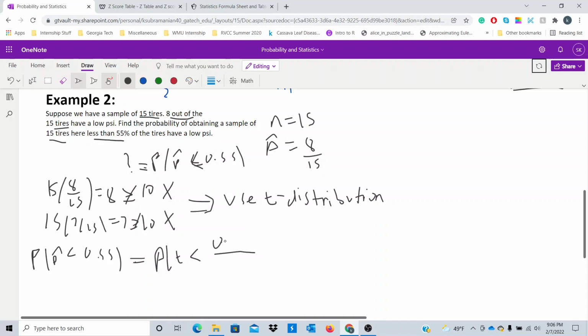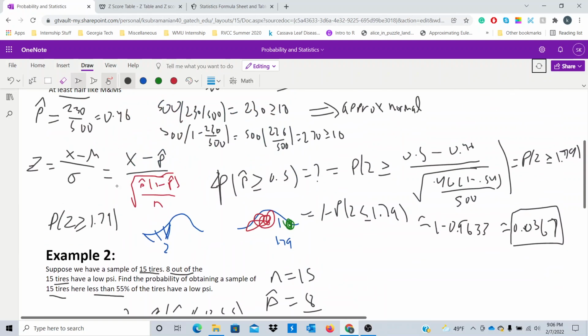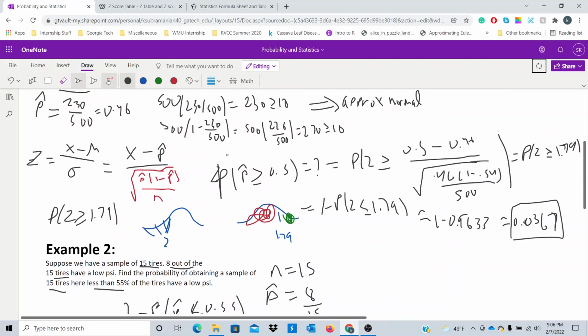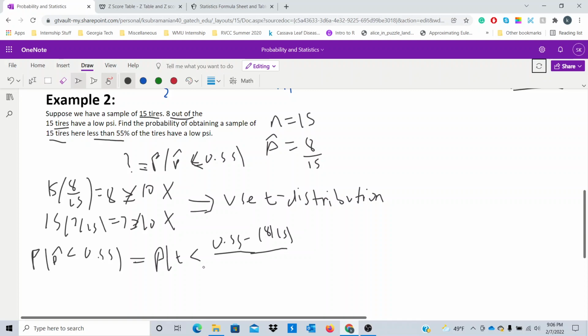So 0.55 is the desired proportion. We're going to subtract it from p hat, which is 8 over 15. Notice how when we compute the t-score, we're doing the same procedure as above to compute the z-score, right? Except we're using the t distribution instead of the z distribution. So now that takes care of the numerator. Now to get the denominator, we need to use the formula for the standard deviation of the sampling distribution of proportions. So it'll be the square root of 8/15 times 7/15 over 15.